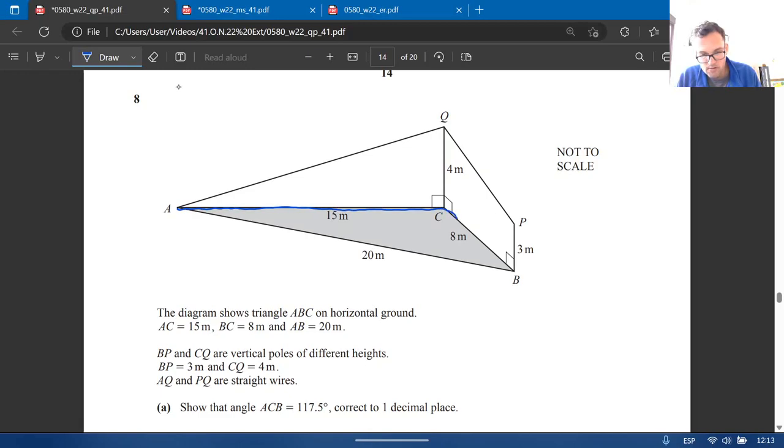What do we do with triangles? We do trigonometry. And trigonometry is a few basic things that you need to remember. If it's a right angle triangle, of course, you'll use Pythagoras, or you'll use SOHCAHTOA.